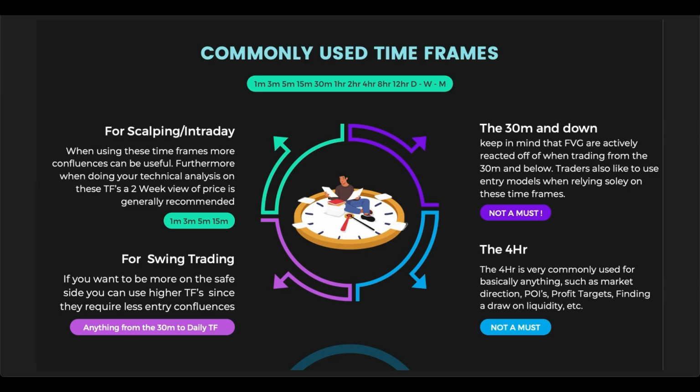Now, the 4 hour. The 4 hour is very commonly used for basically anything, such as market direction, points of interest, profit targets, finding a draw on liquidity, etc. I don't know if you've noticed this, but if you've bought, let's say, a random mentor's course on supply and demand, you'll notice that at some point in their lectures or strategy, they will use the 4 hour time frame. It's a very commonly used time frame. They combine it with literally almost anything. I love using the 4 hour time frame, and you'll even see me use it when I do my weekly market overviews.